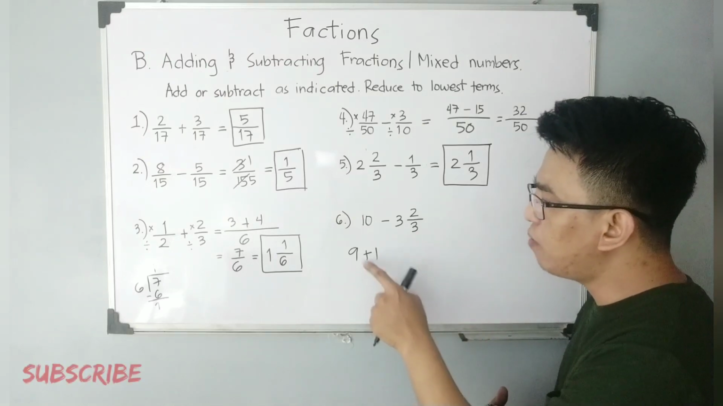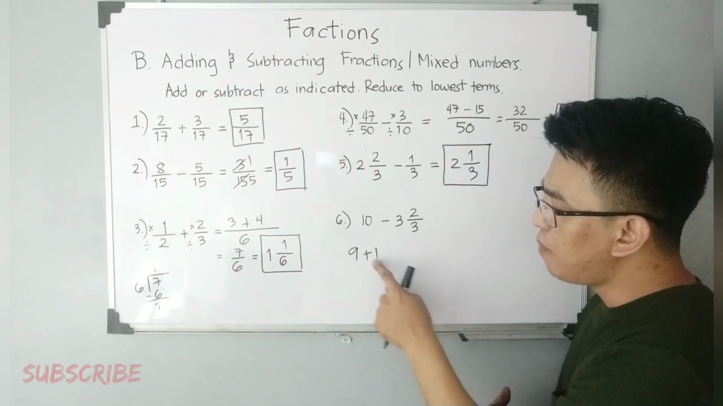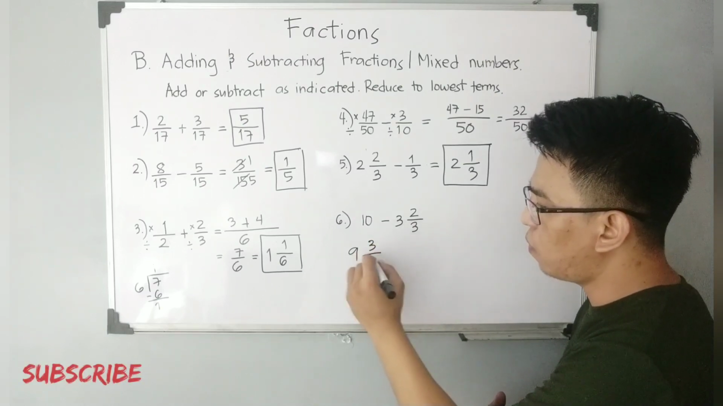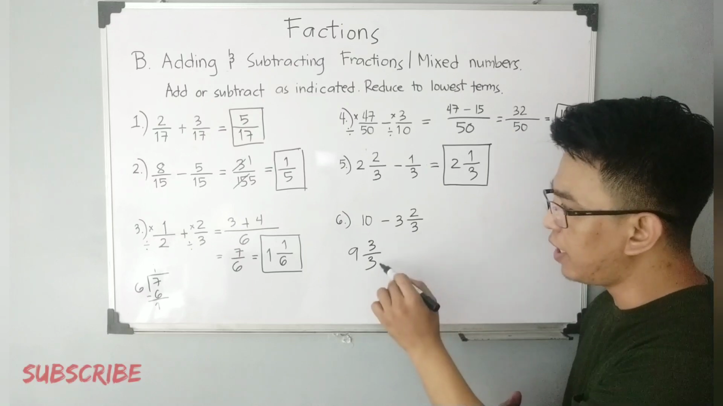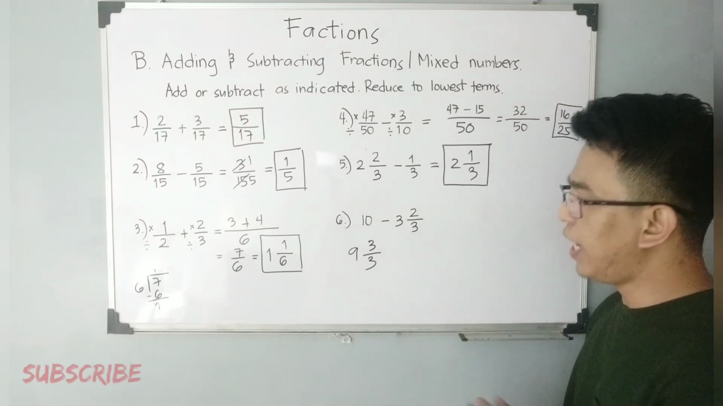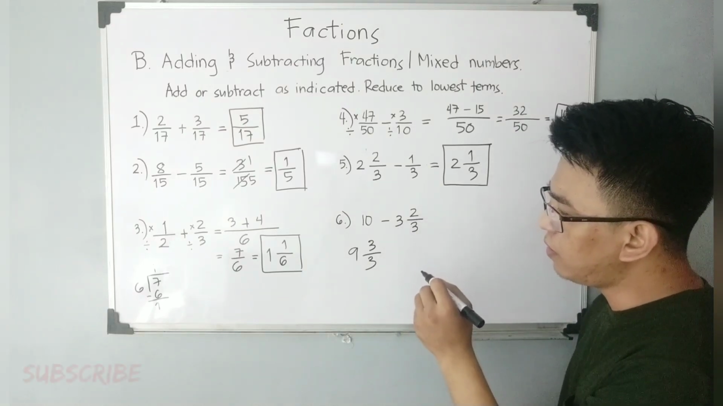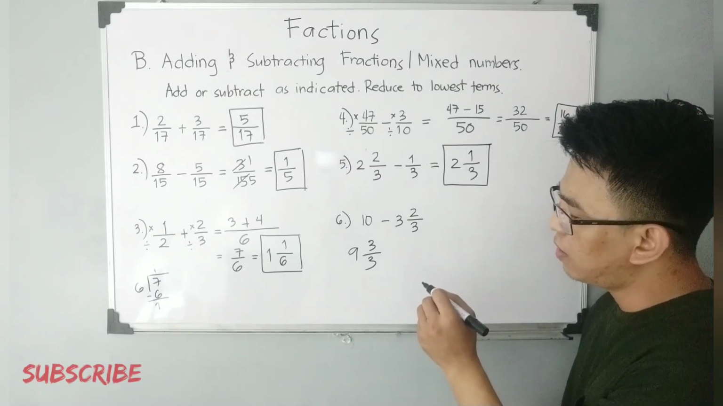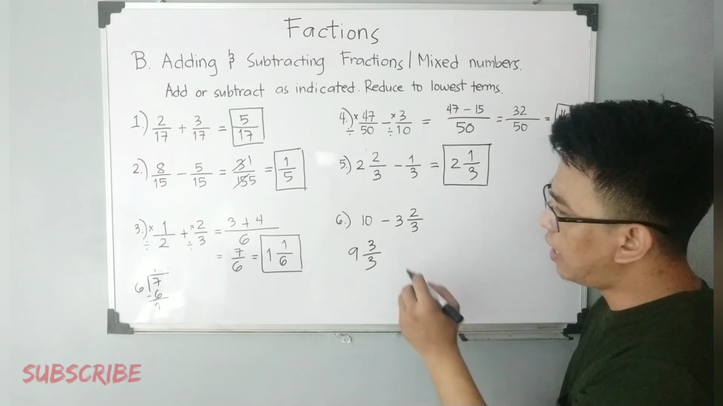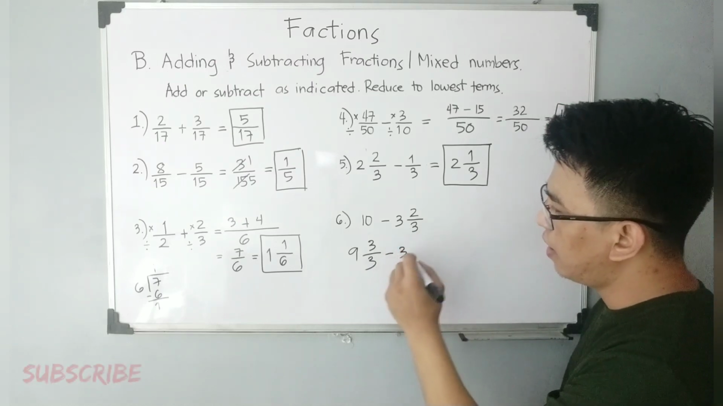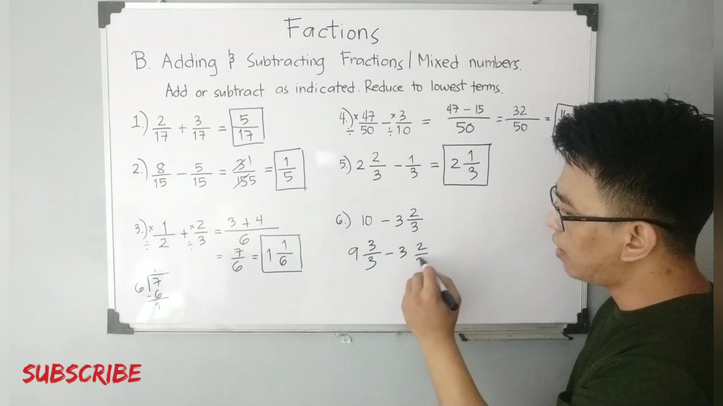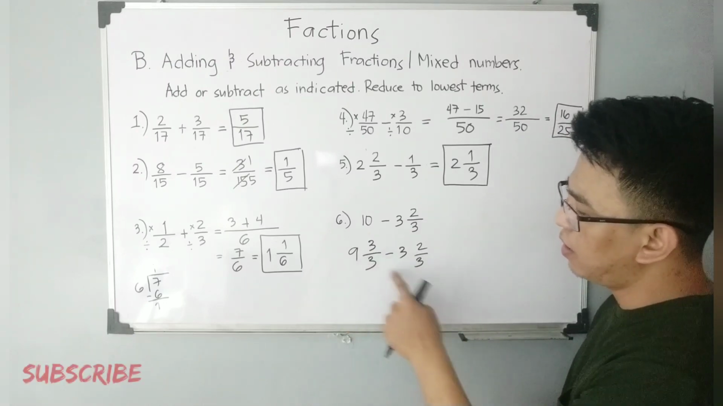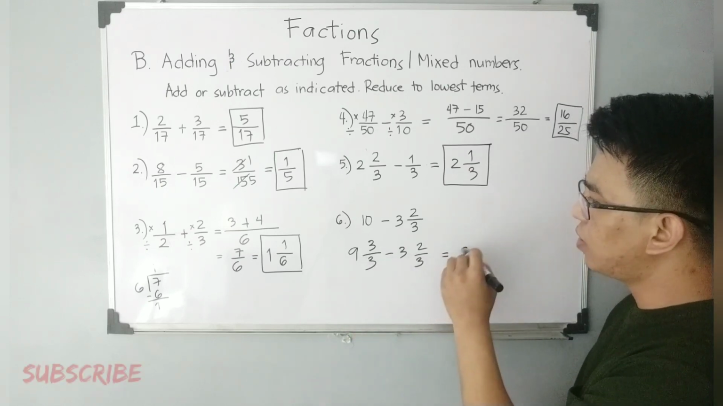So, paano? Yung binaro natin, hiniwalay natin ng 1, pwede natin siyang gawing fraction bilang 3 over 3. Because 3 over 3 is equal to 1. Right? And, meron tayo ngayon dito, 9 and 3 over 3 minus 3 and 2 over 3. Okay? So, pwede natin gawin dito is subtract your whole numbers. It will give you 6.